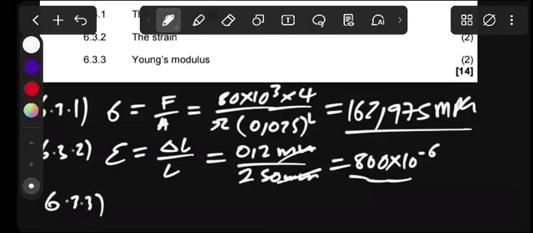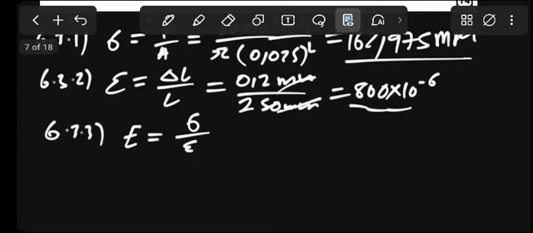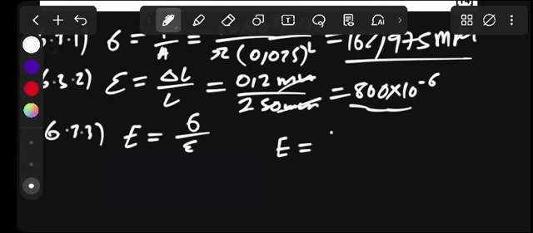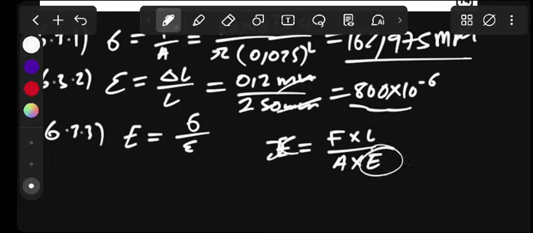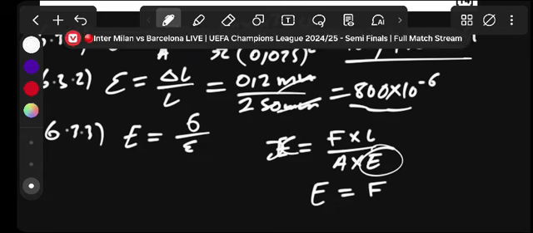6.3.3 Young modulus. Young modulus is the stress over strain. Young modulus is calculated, it's the same as stress over strain. There are many formulas. Some can say Young modulus is force multiplied by length divided by area multiplied by the change in length. Make Young modulus the subject of the formula. This will be equals to, yeah, you can use this formula, guys.